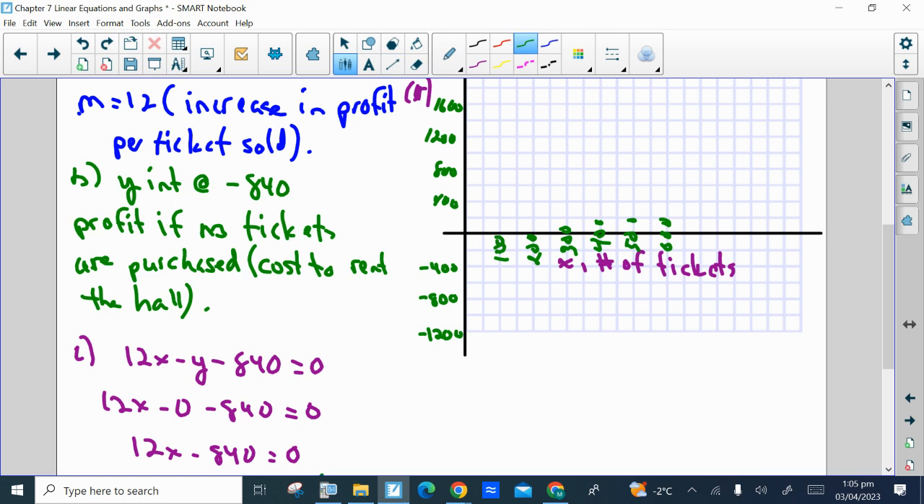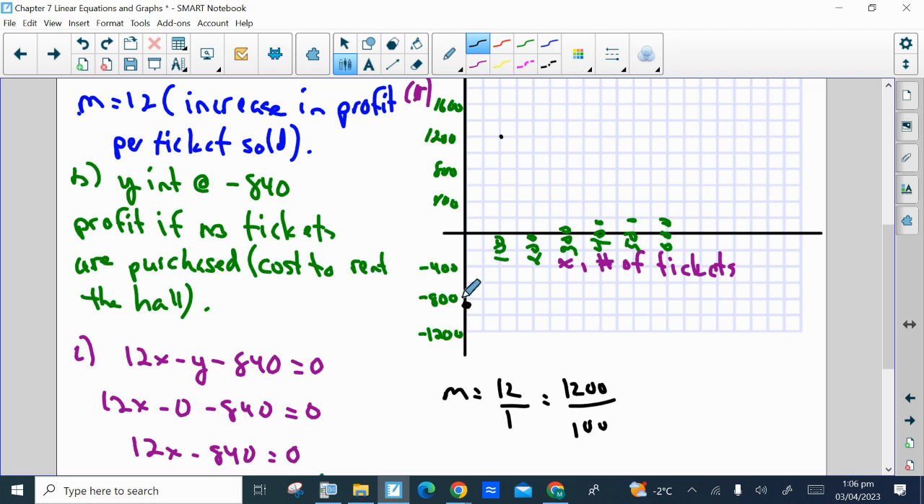Now, our y-intercept is negative 840. So that'll be just below negative 800, so approximately right there. And we have a slope of 12, or 12 over 1, which we can't really do on this graph because of what our scale is. But once again, if we multiply top and bottom by 100, that'll be 1200 over 100, which we can put that point on our graph.